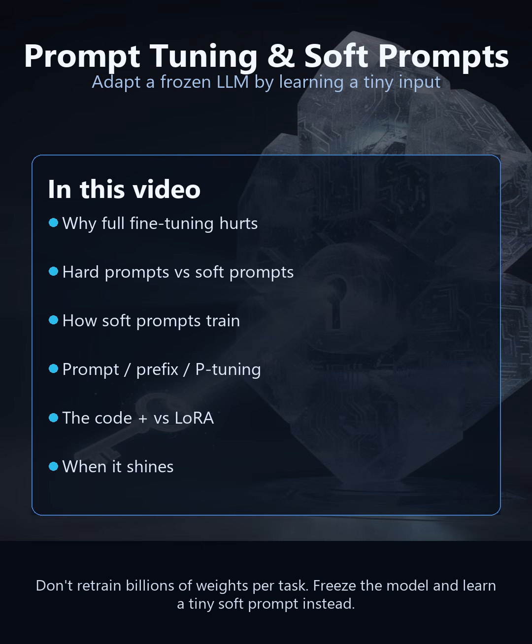Fine-tuning a large model for every task is expensive. You copy and retrain billions of weights each time. Prompt tuning offers a lighter path. Instead of changing the model, you freeze it completely and learn a tiny set of input vectors, called a soft prompt, that steer it toward your task.